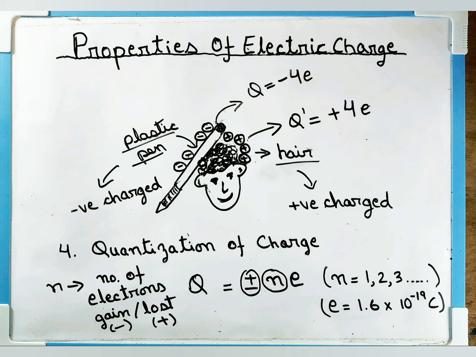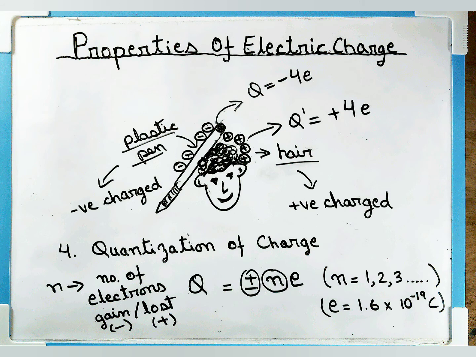So this is quantization of charge. It gives you the amount of charge which an object has, and it is always some integral multiple of the elementary charge. And the positive and negative sign here indicates that if it loses electrons, then it is positive, like the hair, and if it gains electrons, the object will be negatively charged, like the plastic pen. Alright, so that is quantization of charge. And remember that this n cannot be a fraction. It always has to be an integer 1, 2, 3, 4, 5, like that. A positive integer, not a negative integer.